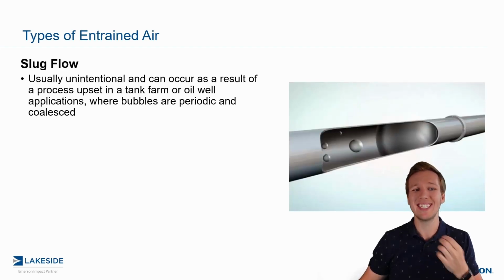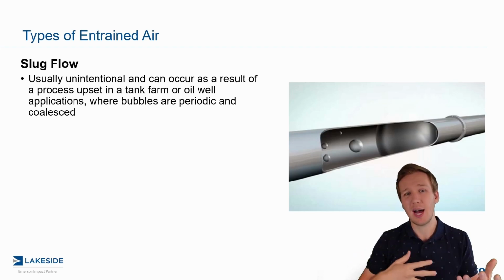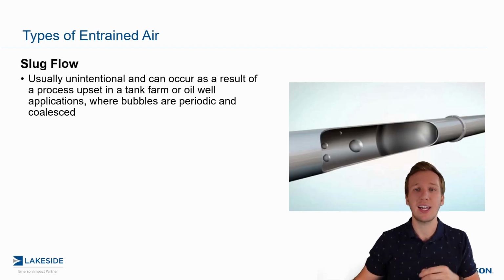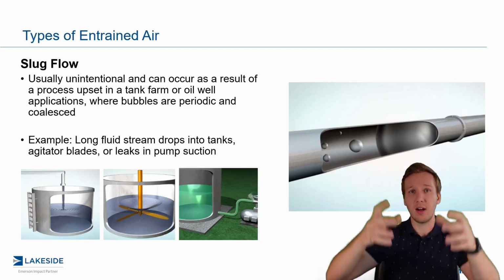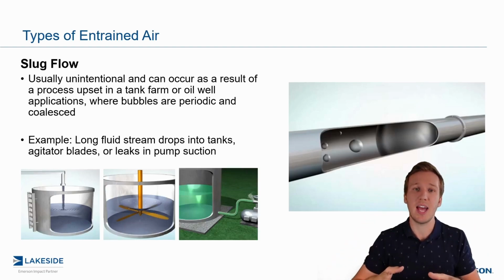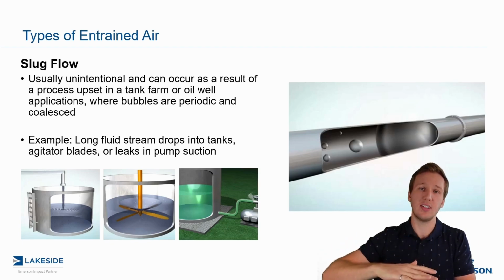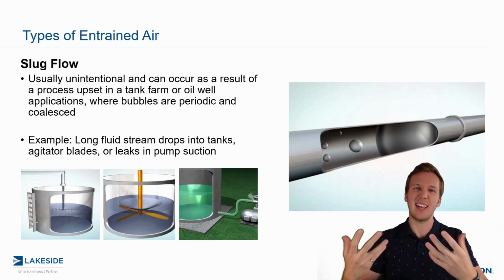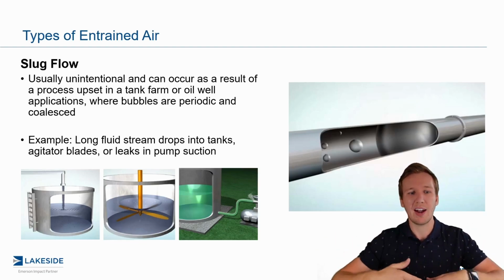Next up, we have what we call slug flow. Typically unintentional and can occur in process upset situations, maybe in a tank farm or an oil well, where these bubbles are periodic and coalesce together. And here are some great examples. So think of when you have a long fluid stream dropping down into a tank, air can get sucked in that way. Another one is if you have agitator blades, especially if it's operating at low levels in the tank. Think of swirling around a nice cup of wine to draw in that air to enhance that flavor. That's the exact thing that's happening in your tank there, which is going to draw more air into that process.